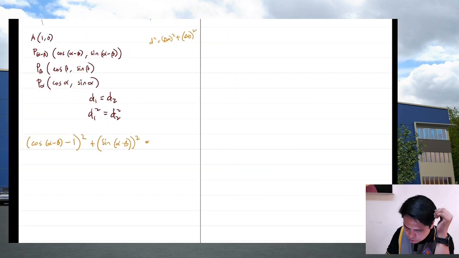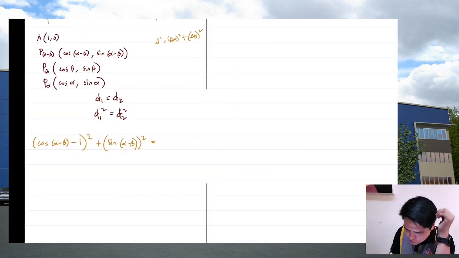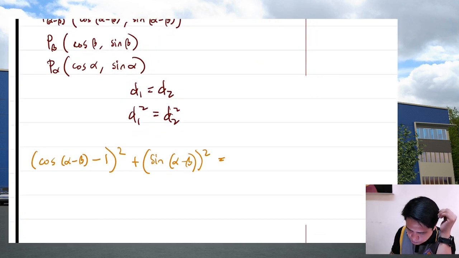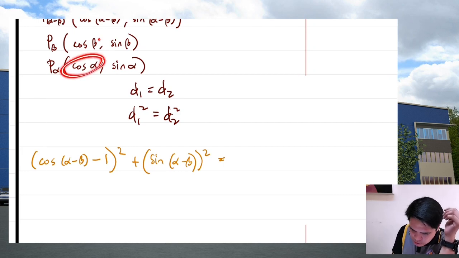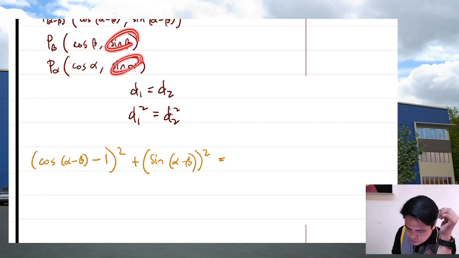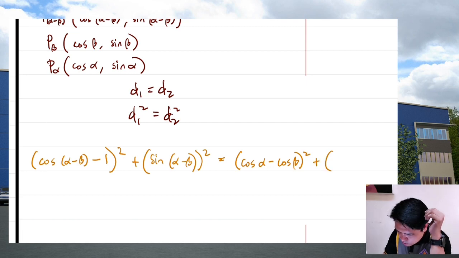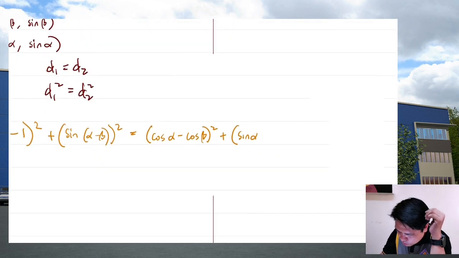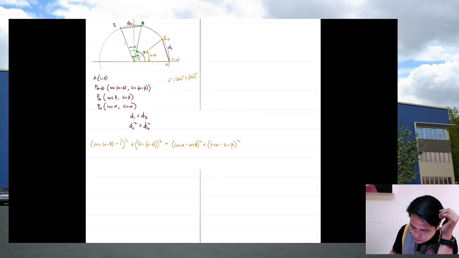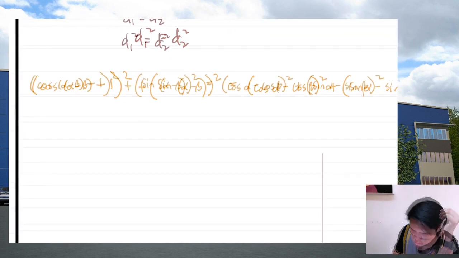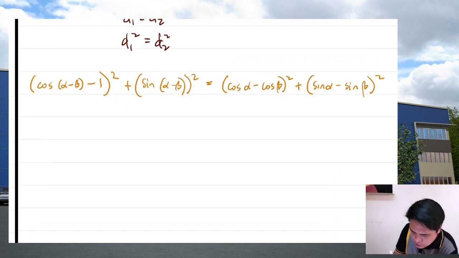How about if we just delete this? Kasi lalampas naman. So same process, this minus this squared and this minus this squared. So that's equal to cosine alpha minus cosine beta squared plus sine alpha minus sine beta squared. Then operate na lang natin, simplify. So this is just a binomial raised to 2, so expansion lang.